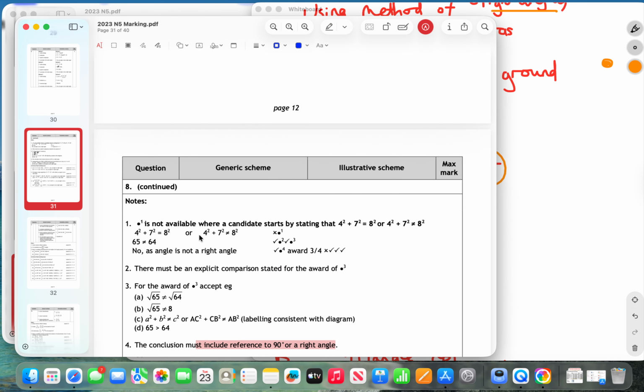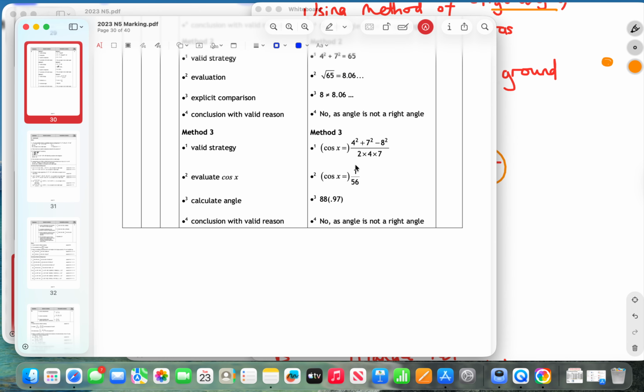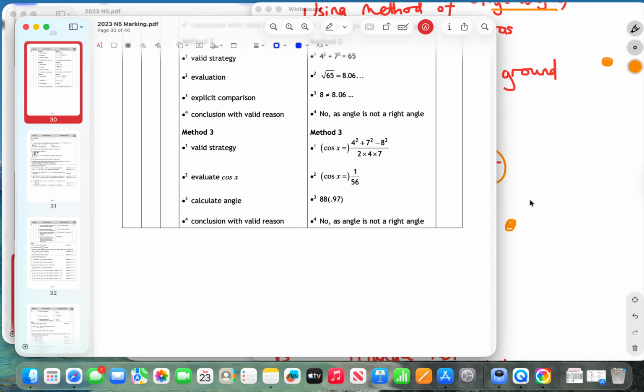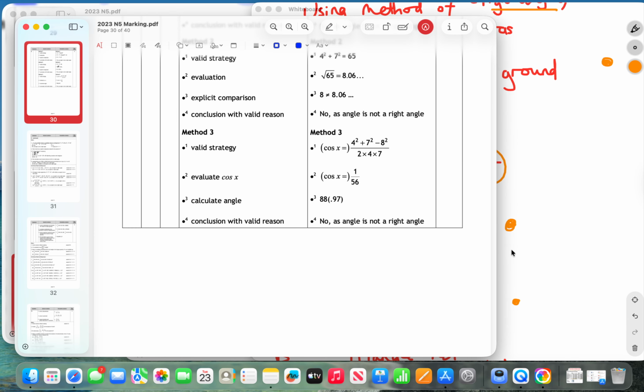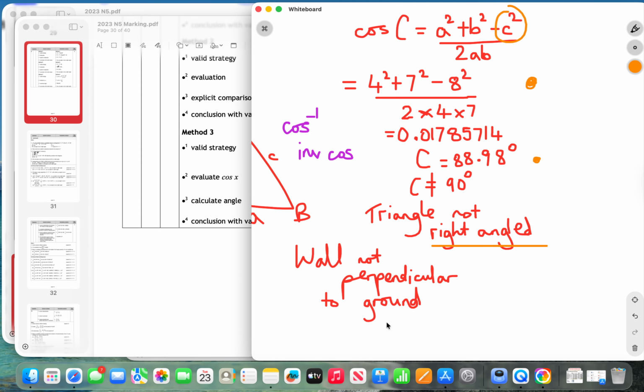Now method 2, the first mark would be substitution. Your second mark would be for getting the cosine. The third mark would be for getting the angle. And the last mark is, again, we said right angled, and the wall is not perpendicular. That would be the fourth mark.